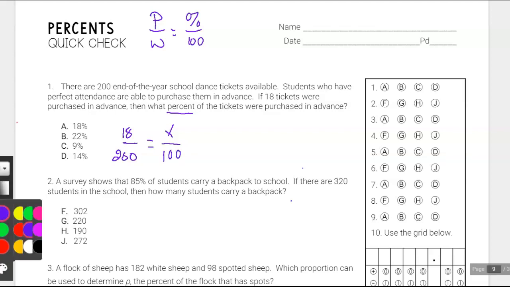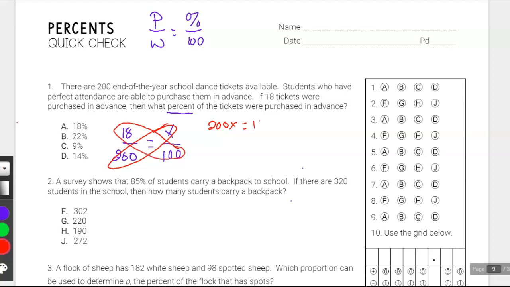And then I am going to cross multiply. So I get 200x equals 1800. I've got to isolate the variable. I'm going to draw my line. I'm going to use the opposite, which is to divide. So I have x equals 9. So C is my answer choice there.